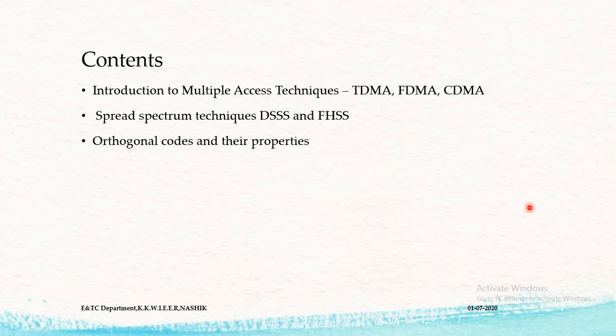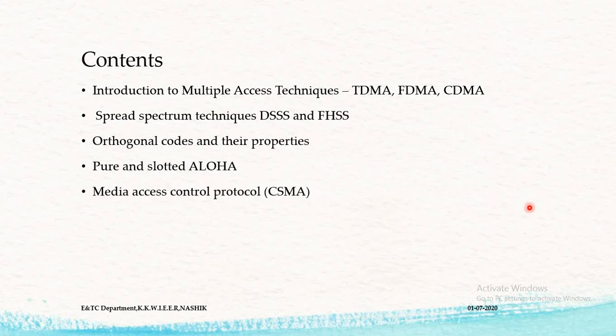The contents of unit number 6 are introduction to multiple access techniques, that is CDMA, TDMA and FDMA, spread spectrum techniques, DSSS and FHSS, orthogonal codes and their property, pure and slotted Aloha, media access control protocol, that is CSMA. So these all are the contents of unit number 6.